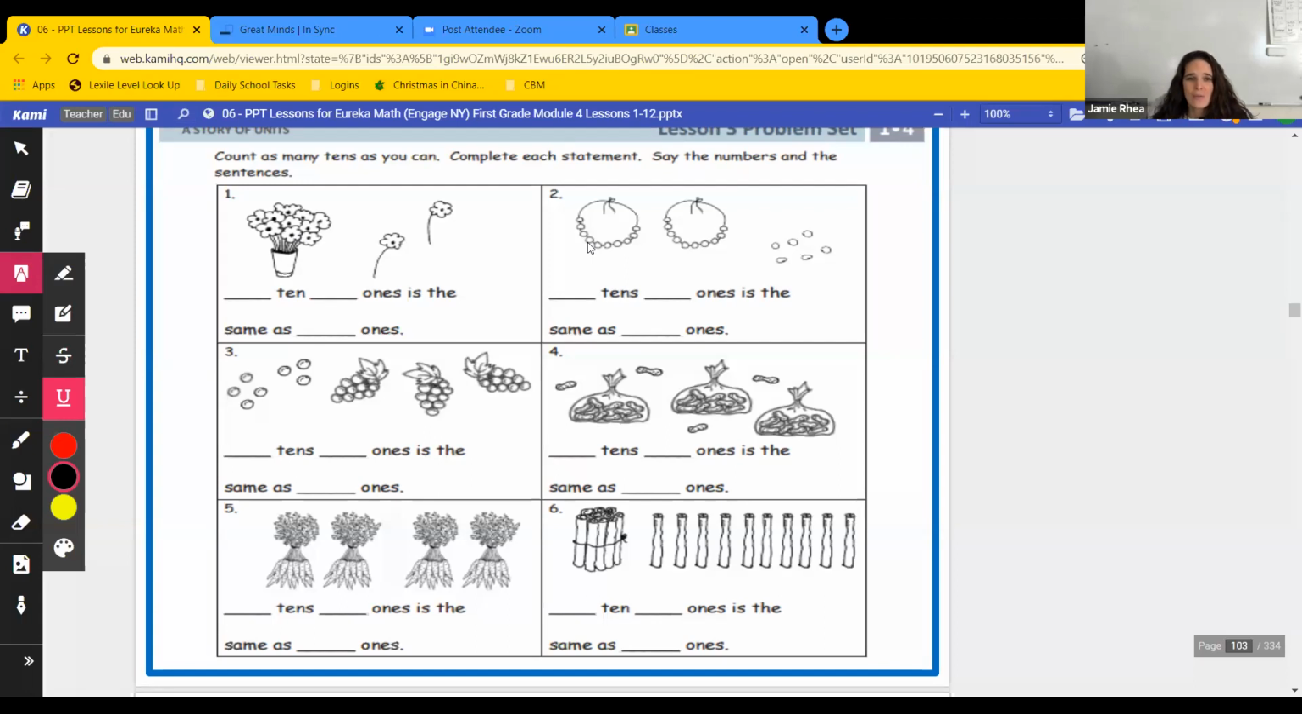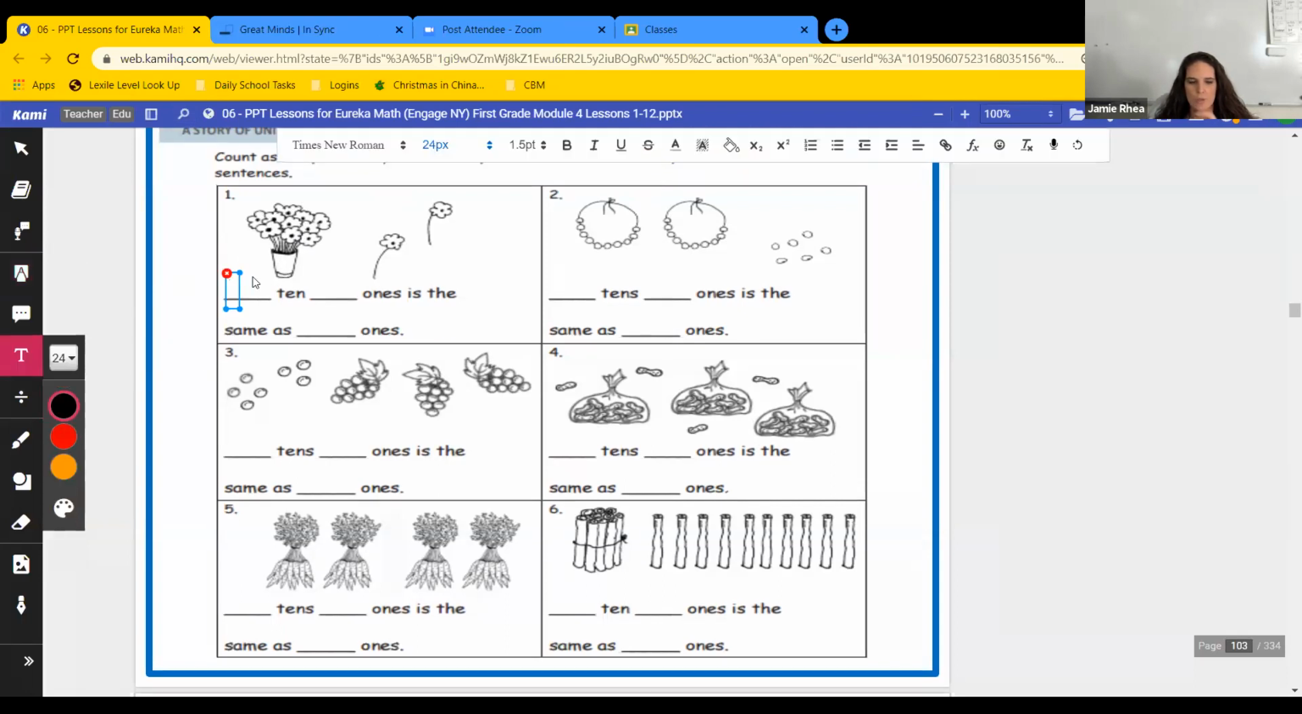So it says, count as many 10s as you can. Complete each statement. Say the numbers in the sentence. So let's look at number 1. Remember, anytime you see it in a group like this, there are 10 in there, okay? Make sure you remember that. So let's look at number 1. How many groups of flowers do we have right here? We have 1 group of 10. So we have 1 10.